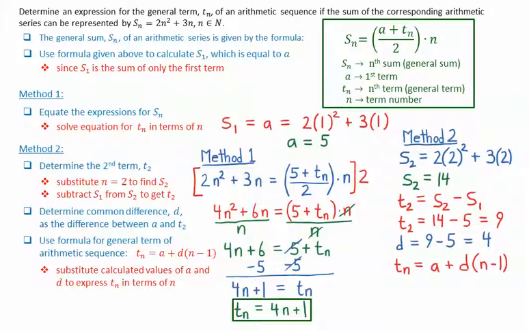Tn equals a plus d times (n minus 1). Substituting a equals 5 and d equals 4, we can then simplify the right side of this equation, giving us Tn equals 4n plus 1. The same result that we got in method 1.